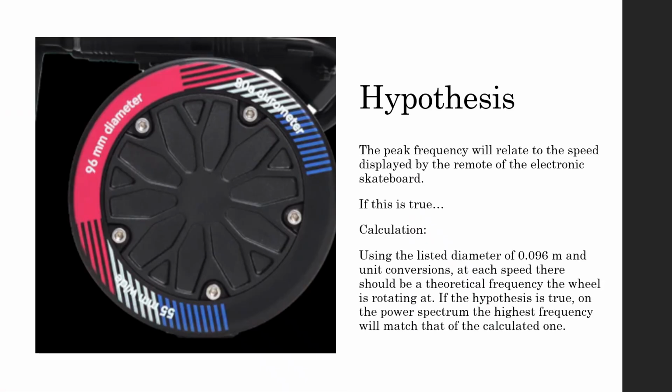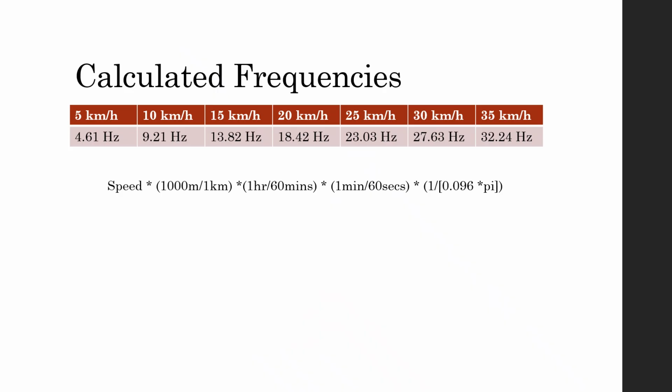My hypothesis is that the peak frequency that would be measured at the lower frequencies would relate to the speed of the actual skateboard itself, and that was displayed on the controller. So you can see that in the calculation on the following slide.